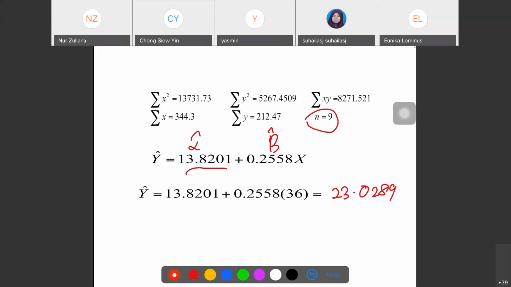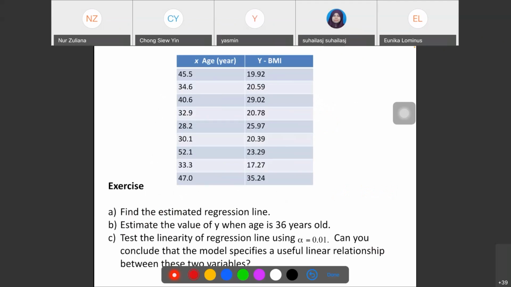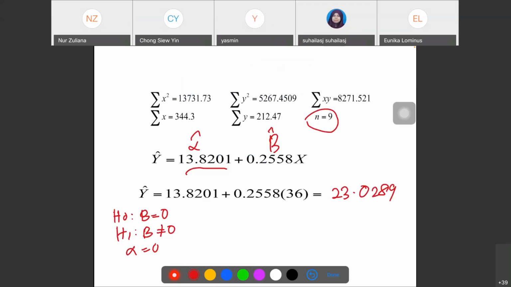So you already have your summation x square, summation y square, summation xy. So now for part C, linearity, the null hypothesis is beta equals 0. The alternative should be beta unequal to 0. You want to test at alpha 0.01. So now we will use the t-test, and we already know the formula: beta head minus 0, divided by the square root of the variance of beta head. So what is your variance of beta head?